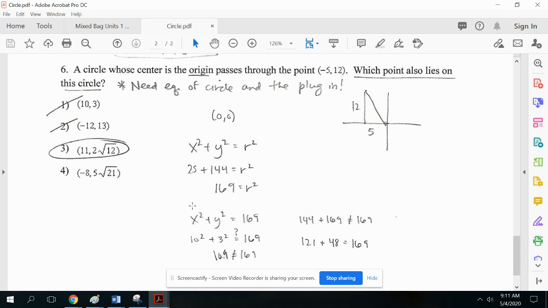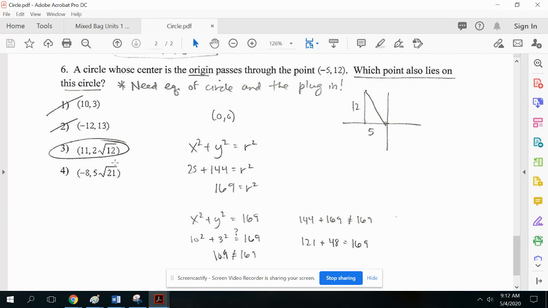So then I went ahead and wrote my circle equation, x squared plus y squared equals 169. And I just started plugging in points. So I plugged in 10 for x, 3 for y. I went through my equation. Does it equal 169? No, it's 109. No way can that be on my circle. Kept doing that strategy until I went through number 3.